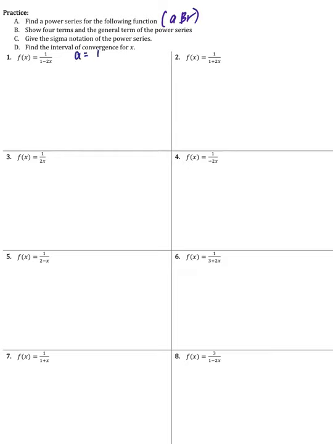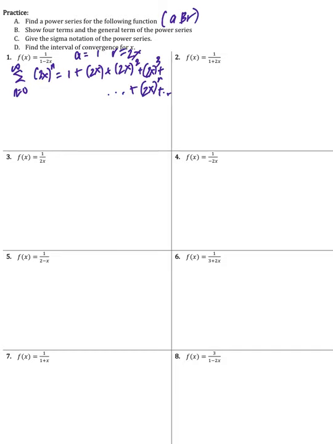A, in this case, is 1, and R is 2x, which means that if we're writing the first 4 terms and the general term, I'm going to actually just use sigma notation. I'm going to do both at the same time. From n equals 0 to infinity of (2x)^n, and that's going to be 1 plus 2x plus the quantity 2x squared plus the quantity 2x to the third plus my general term, which is (2x) to the power of n, plus dot, dot, dot. So I just did all three things there: sigma notation, the first four terms, and the general term.